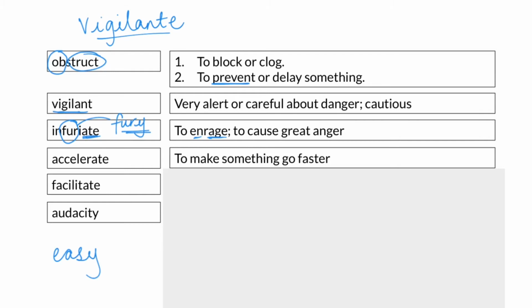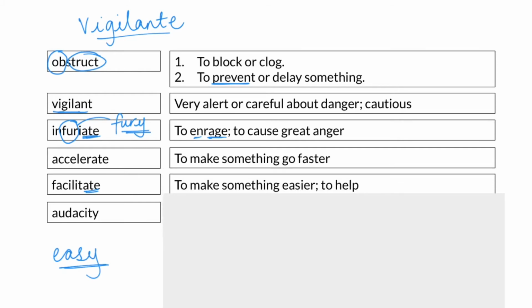Now remember what I said about the ate suffix, that changes a word into a verb, a doing word. So how can you do something that relates to easy? Well, you can make it easy. So to facilitate is to make something easier, to help.